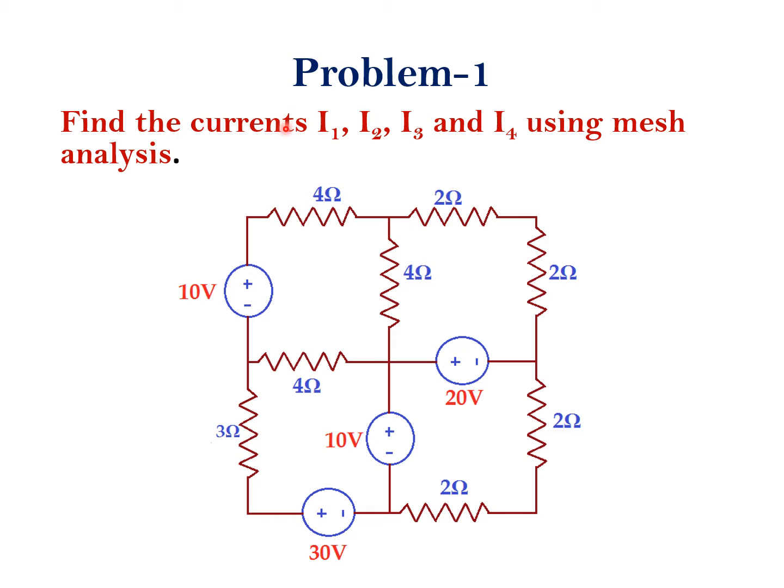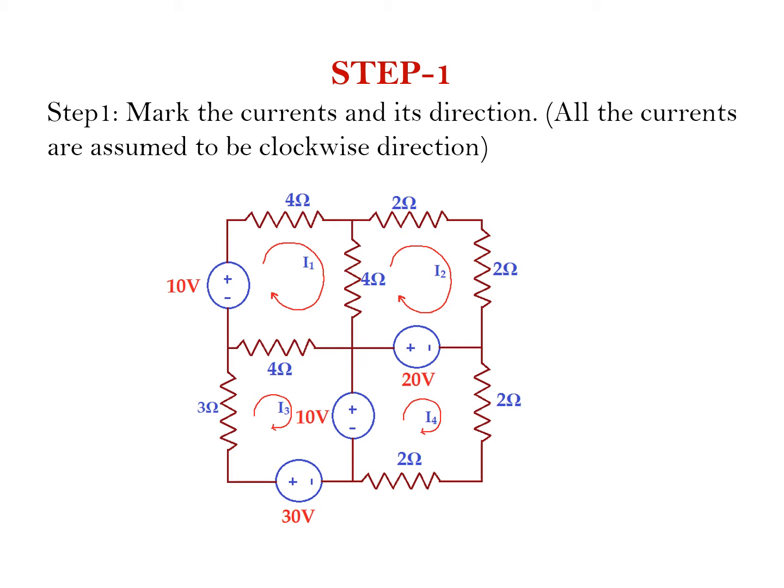Find the currents I1, I2, I3 and I4 using mesh analysis. Here in this problem, it consists of 4 loops. Loop number 1, 2, 3 and 4. What is loop or mesh? Loop or mesh is the closed path. How to solve this problem?